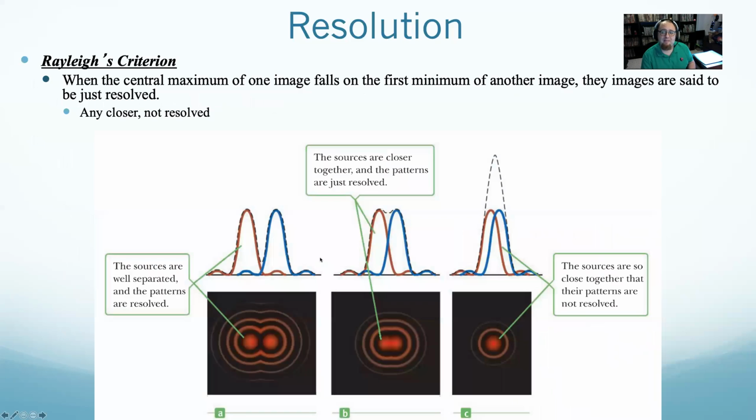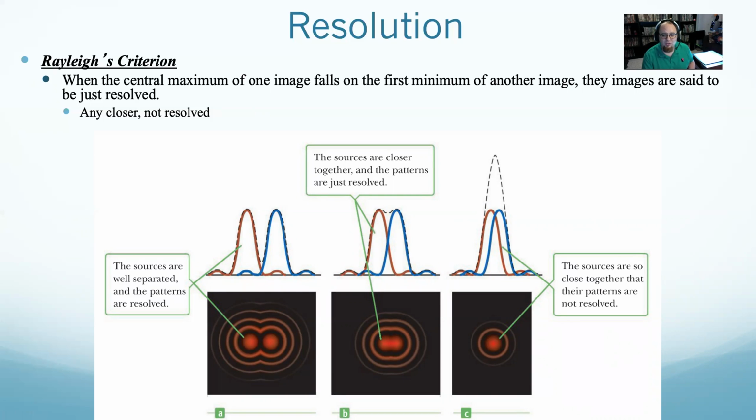This can actually be mathematically solved using Rayleigh's criterion. And that's just a fancy way of saying it. When the central maxima of one image falls on the first minima of another image, they are said to be resolved. So it's basically when this maxima lines up with the second image's first minima. That is as close as something can be.